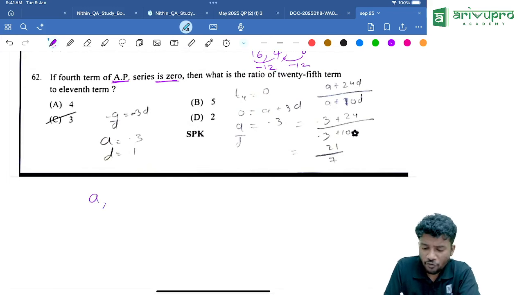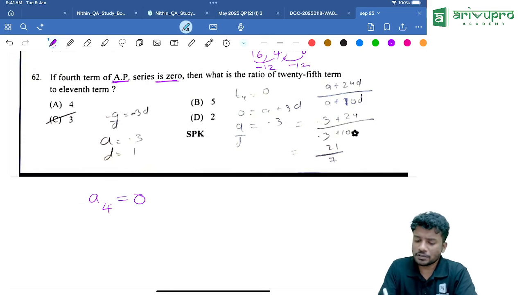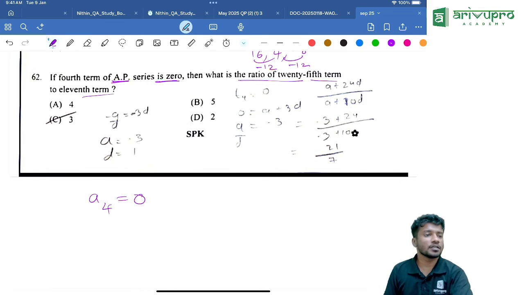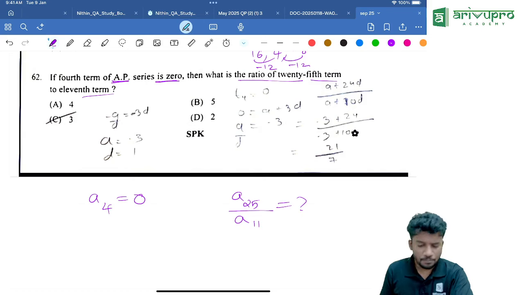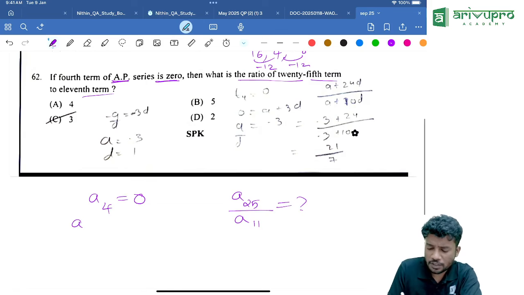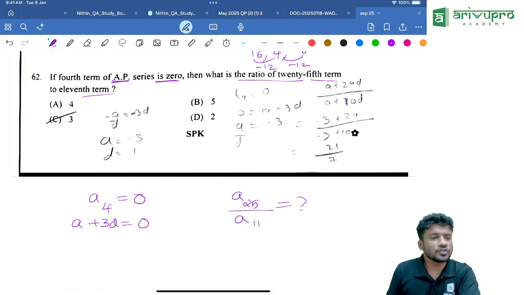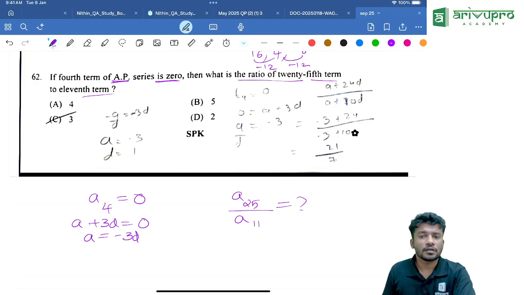If the fourth term of an AP is 0, what is the ratio of the 25th term to the 11th term? That is the question. That means A25 divided by A11 is how much? Now A4 is equal to 0. When I say A4, what will you say back? A4 is equal to A plus 3D, which is equal to 0. From that, can I write A is equal to minus 3D? A is equal to minus 3D.